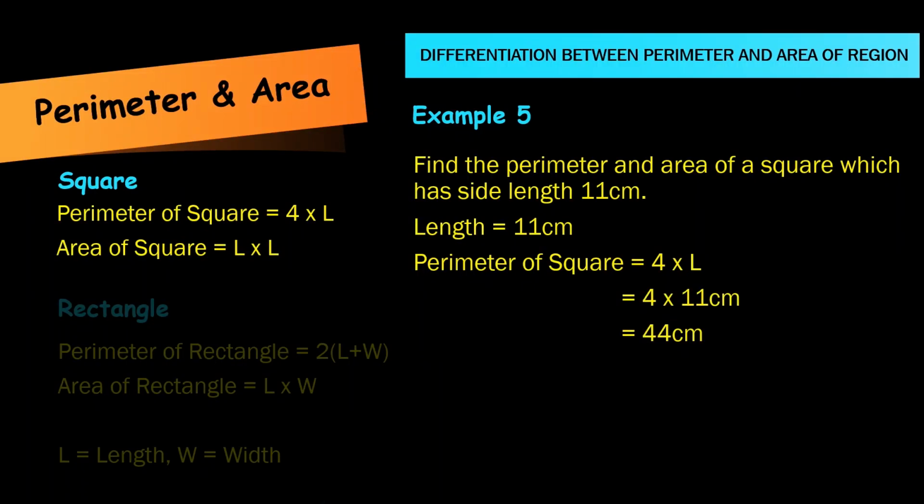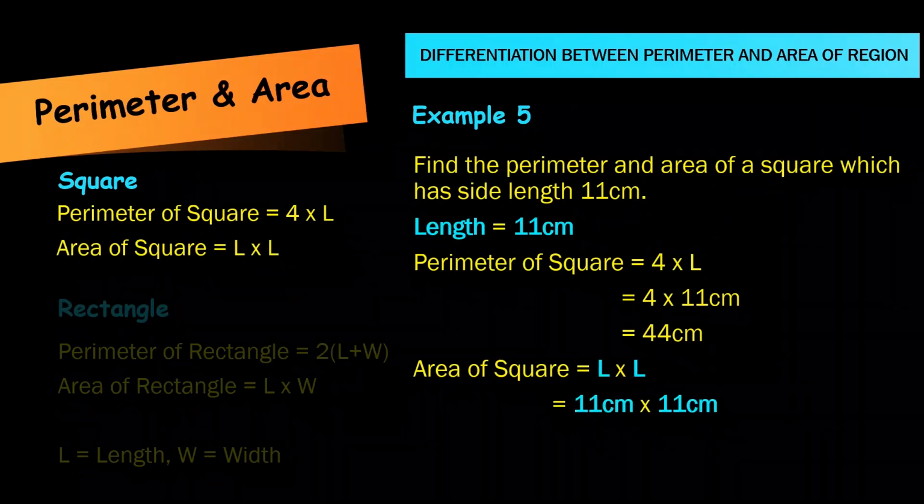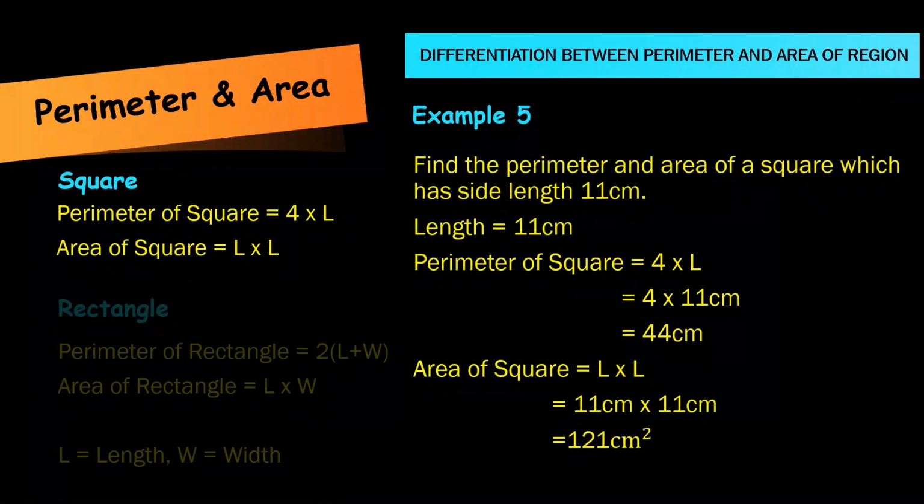Now let's find the area. The area of a square equals length times length. So plugging in the value 11 centimeters as shown gives us that the area of the square is equal to 11 squared, which is 121 centimeters squared.